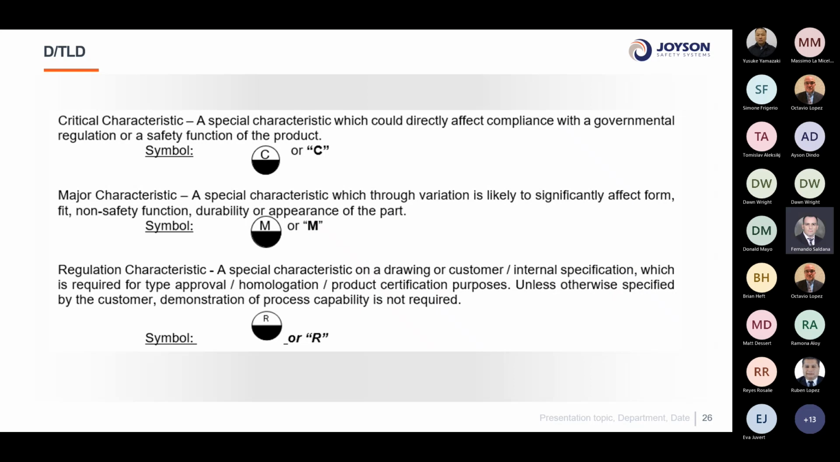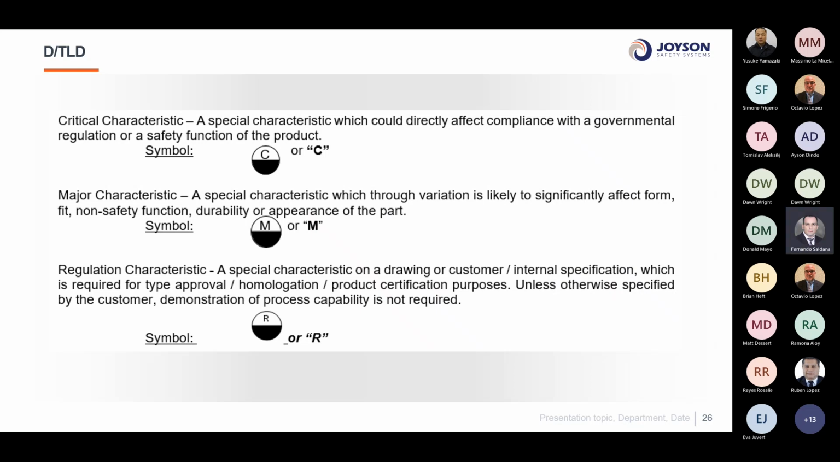BW handled the identification for those, but I know in the drawings you have already, most of the nomenclature is C, and some of the drawings may also have the characteristics mentioned. For the major characteristics, it's a special characteristic which through variation is likely to significantly affect form, fit, and non-safety function, durability, or appearance of the part.